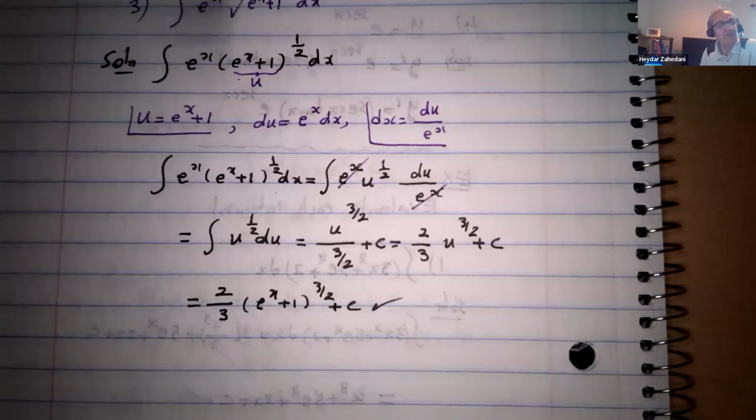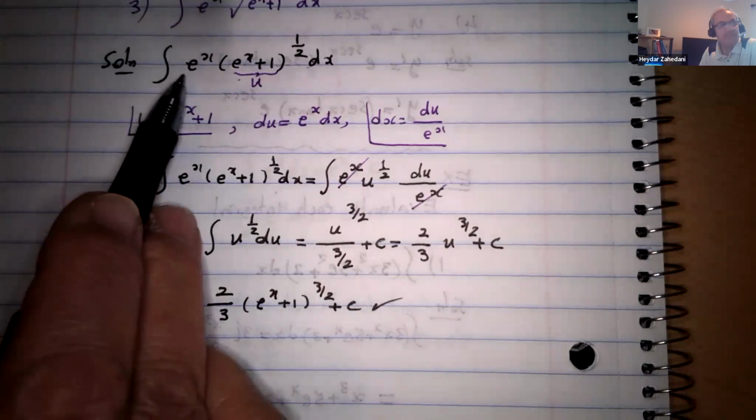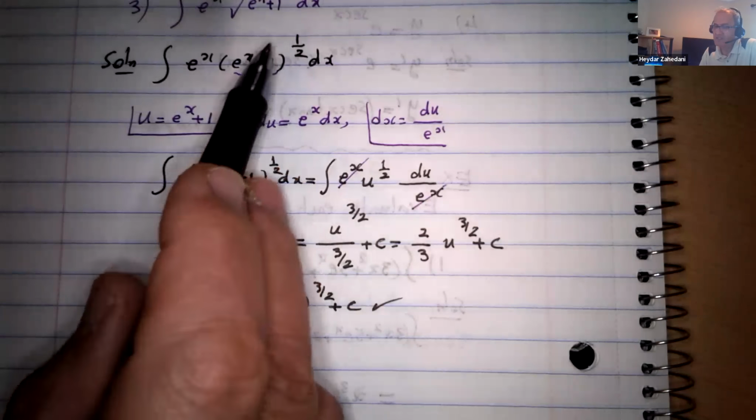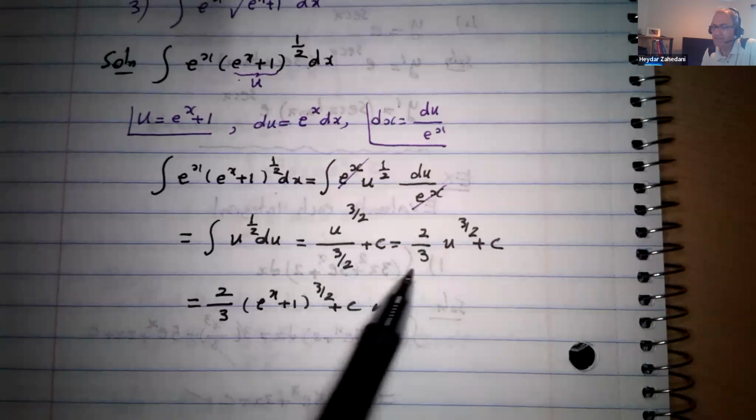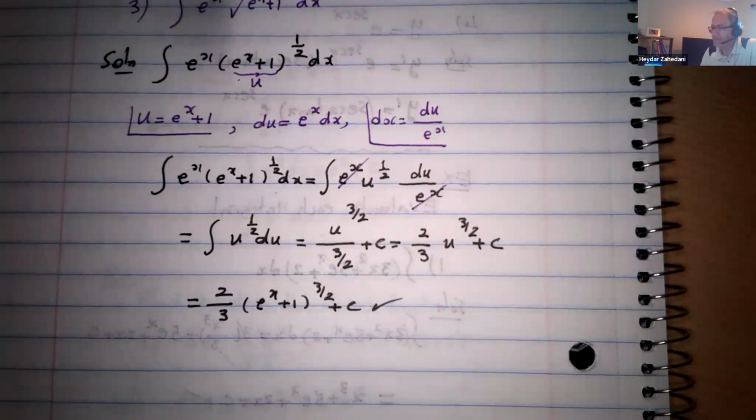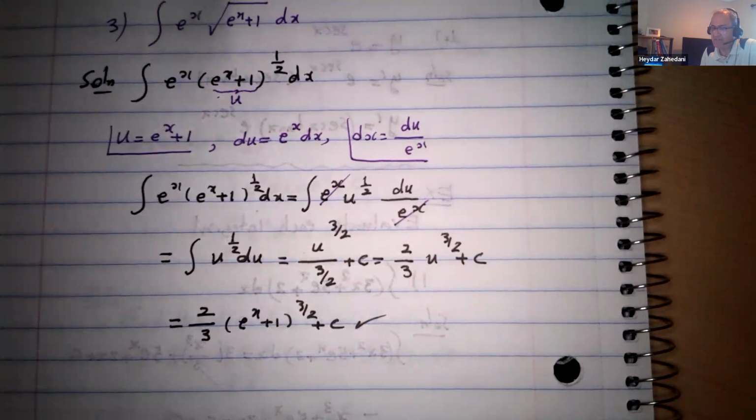Again, you can use the shortcut and do it in one line, really, because your u prime is already here. So it's like u to the half. So the result would be e to the x plus 1 to the 3/2 over the 3/2. And then you're done. But it's okay to do the substitution in full. Just make sure you know it. Okay, and it can come in various formats.